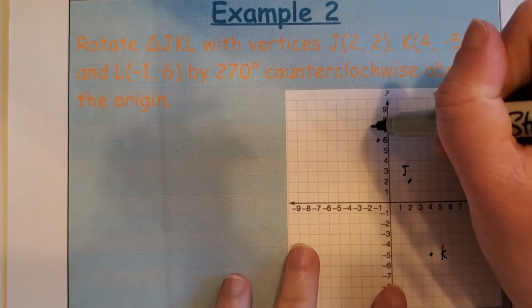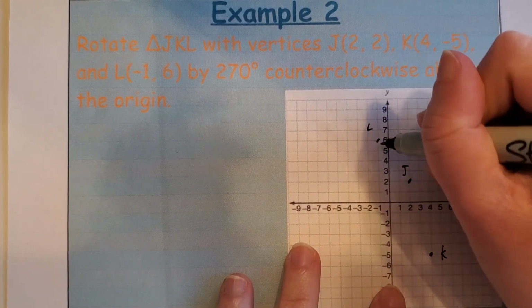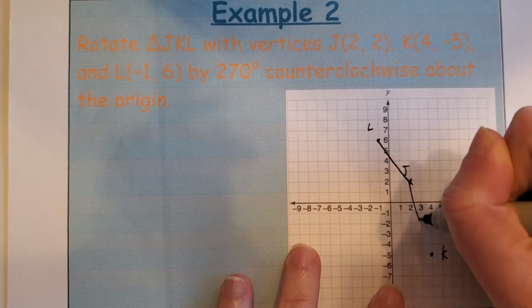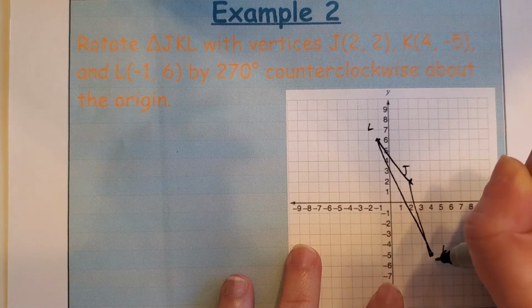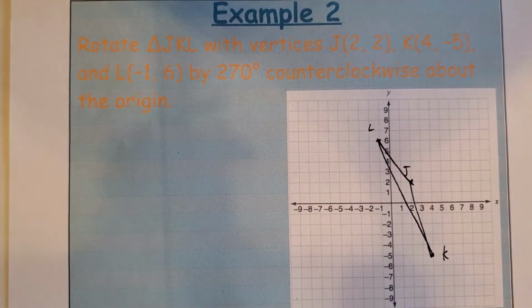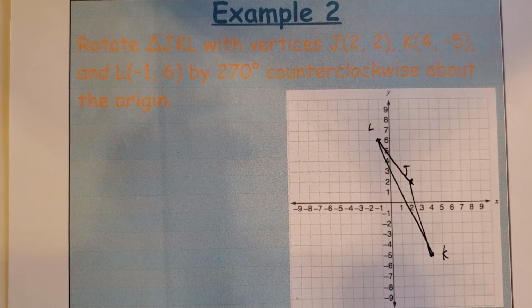Okay, well, this is a very thin triangle. Again, we're not artists here. Pretend that's an actual nice looking triangle. All right, so we want to rotate this 270 degrees counterclockwise about the origin.